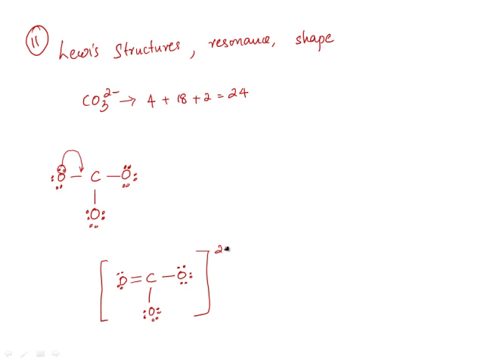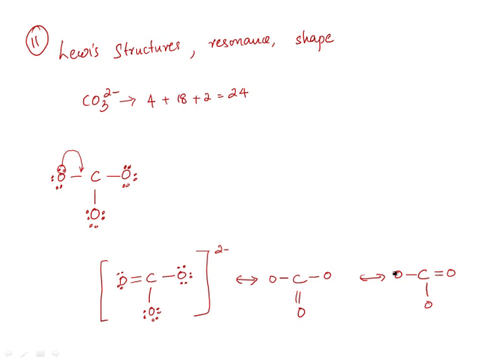Now, can it have resonance? Yes. Remember, this double bond could be between this oxygen and this carbon, or this oxygen and the carbon, right? That means how many more resonance forms can you have? 2 more. Just for the ease of writing, I'm just putting the skeleton structure. So you can have a double bond there and single bonds on these oxygens, or you can have the double bond here and single bonds on these oxygens. So that gives you the 3 different resonance structures.